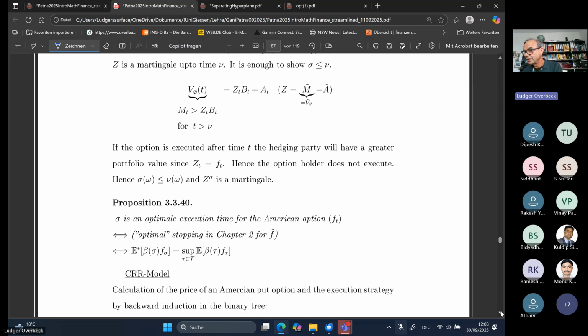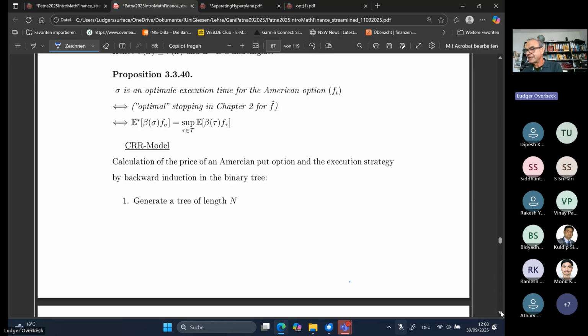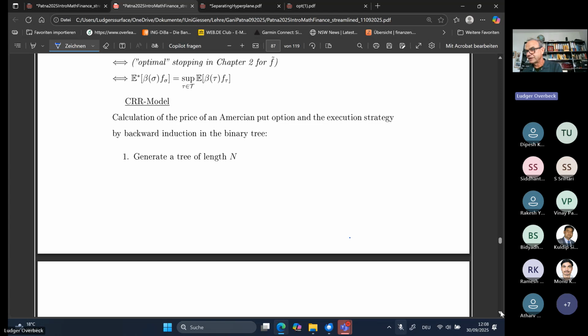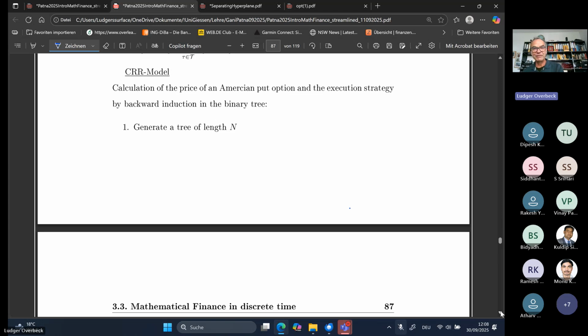This we will now do on the CRR model. So that's an implementation of the Snell envelope I showed you before. We can also, of course, prove that it's the optimal strategy, but I try to convince you that it's good to do it like this, calculate this one.